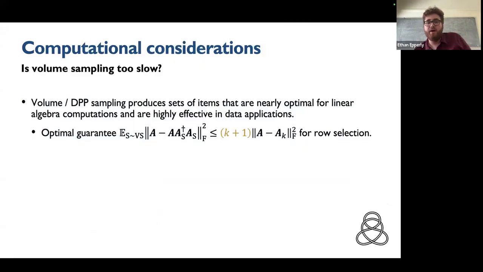All right. So this is a nice computational strategy in principle, because it achieves this nice optimal guarantee.